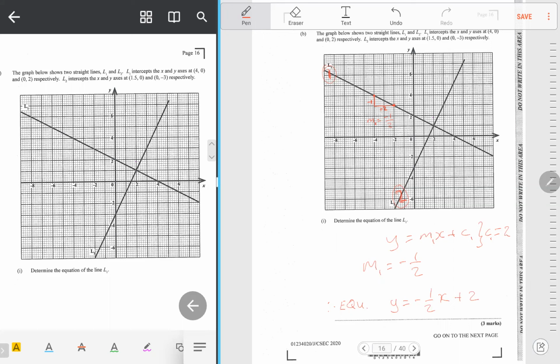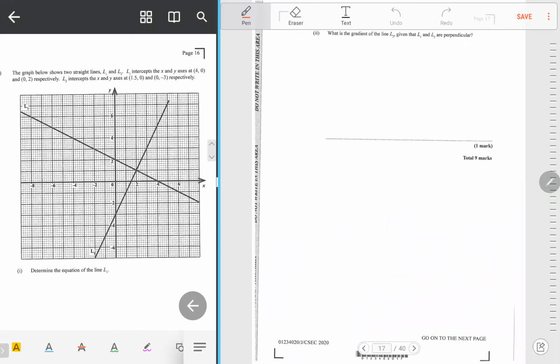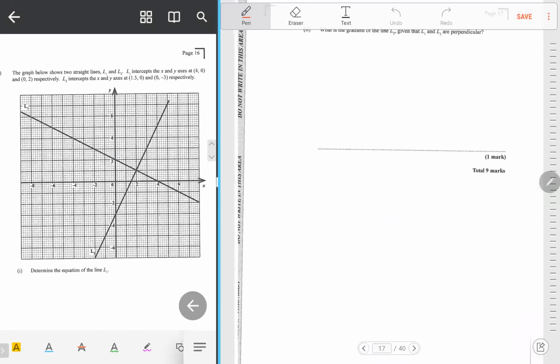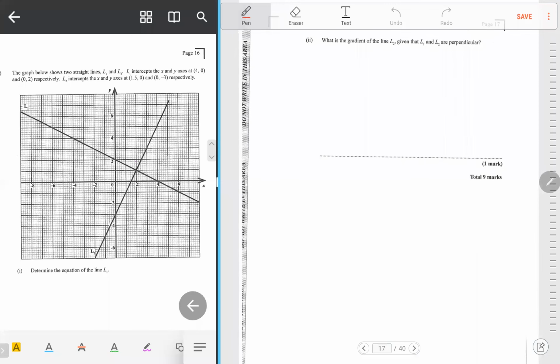We're doing it the easy way. Don't need to calculate nothing when you can look and see the rise and the run. All right. Next part. Do it the easy way. Next part says, what is the gradient of line 2 given that line 1 and line 2 are perpendicular?